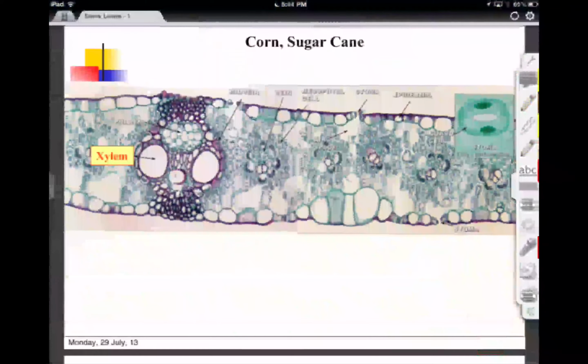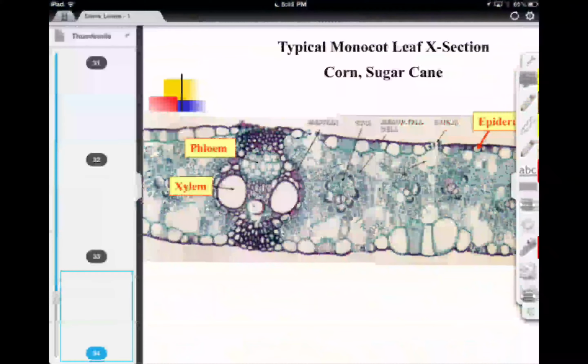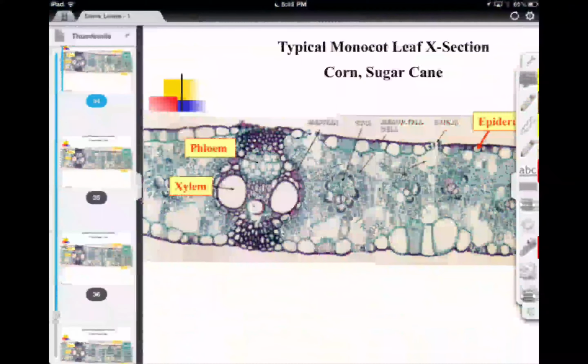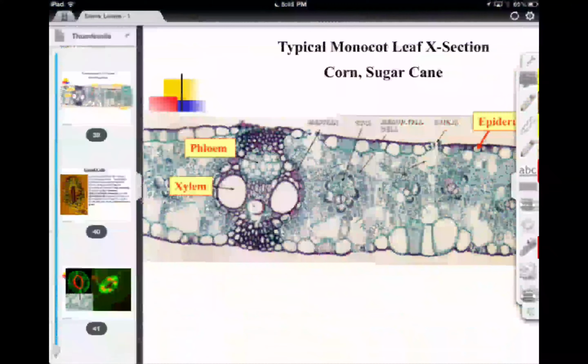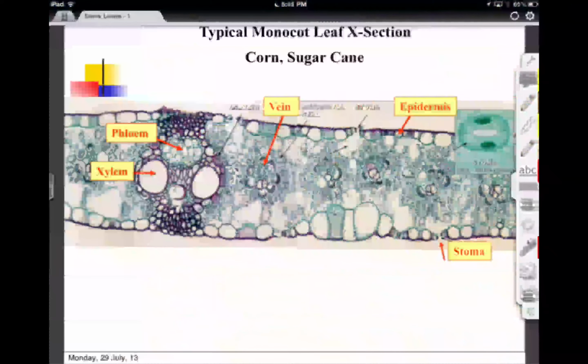Let's see here. Let's go to my thumbnails here. Make sure of where I'm at, because I want to get to the very last one. There we go. Okay, so now it's all laid out for you.